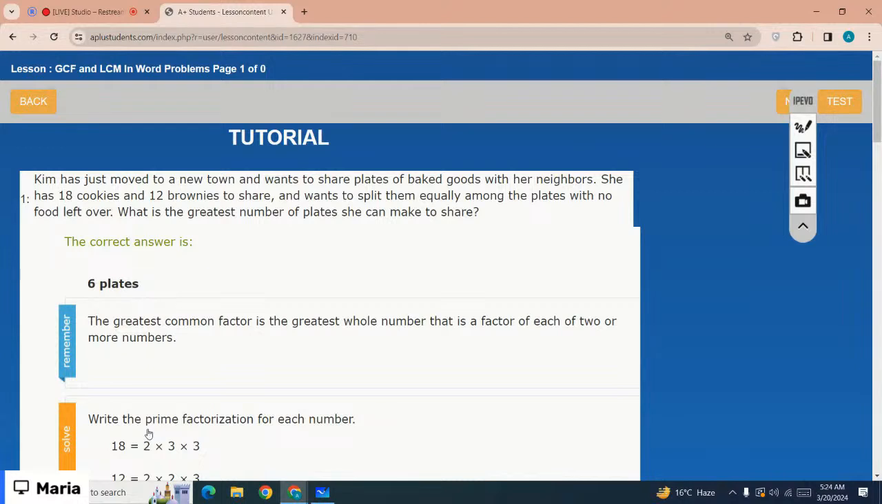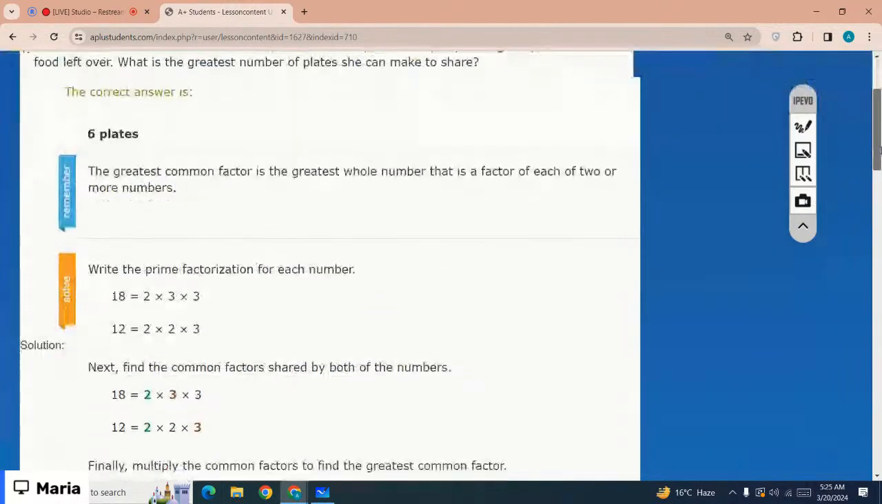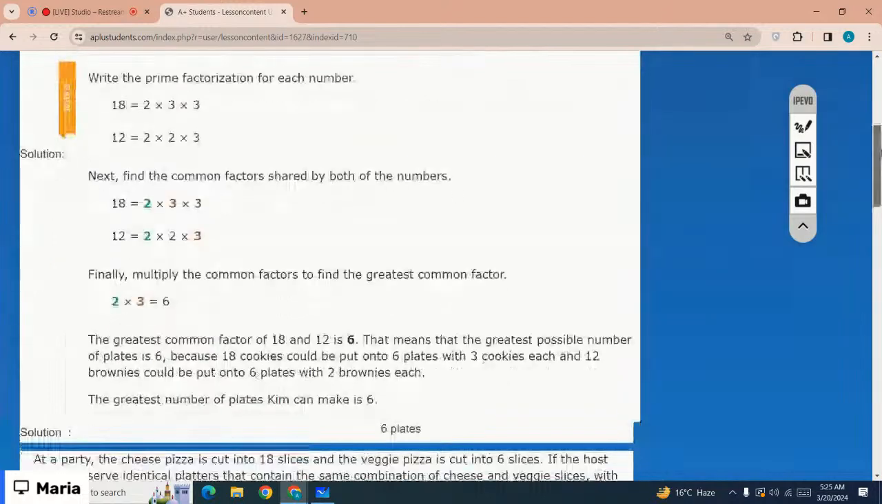So you have to understand from the question whether you have to find GCF or LCM, right? Here you have to find the greatest number. That means obviously you have to find the GCF, right? For the GCF, you have to make the prime factors of both the numbers 18 and 12. 2 times 3 times 3 is 18, and 2 times 2 times 3 is 12, right? So the common factor is 2 times 3, which is 6. So the correct option is 6. That means the greatest common factor of 18 and 12 is 6.